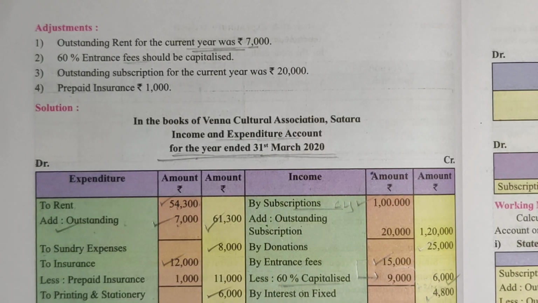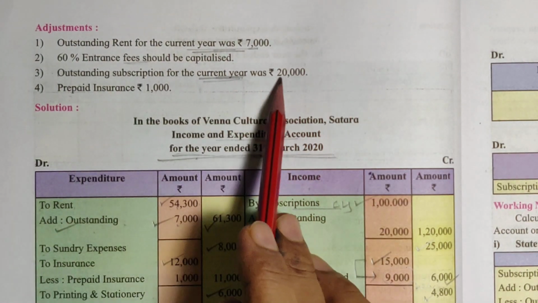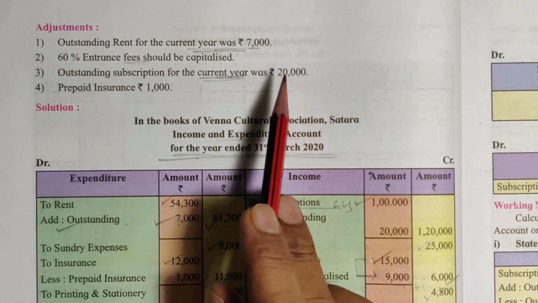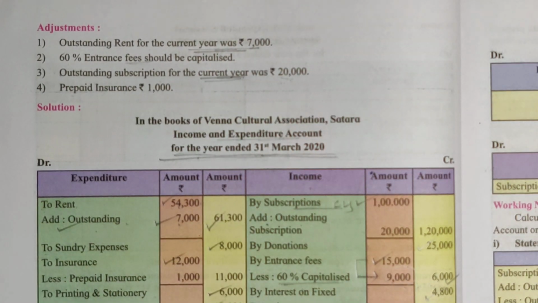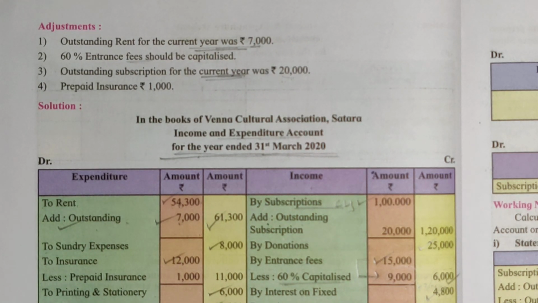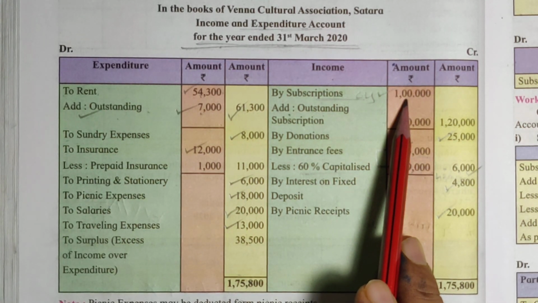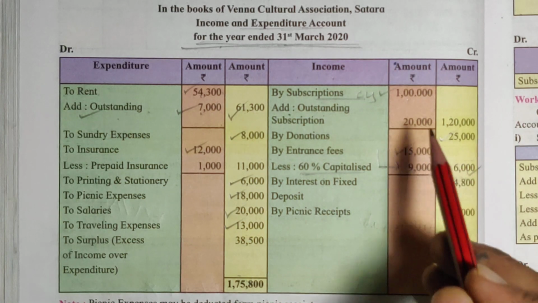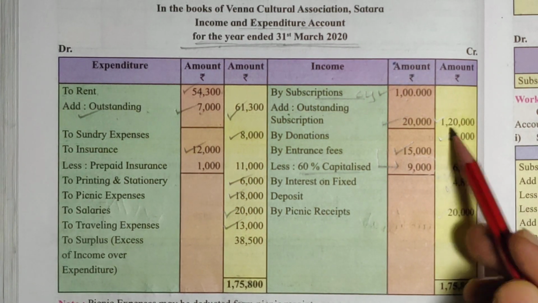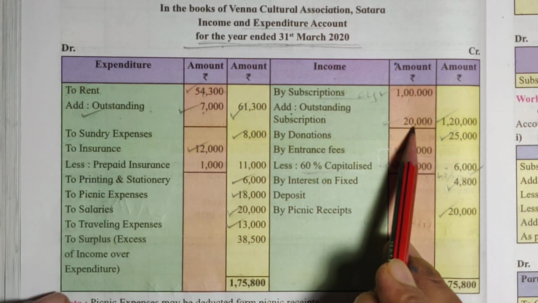Next adjustment is outstanding subscription for the current year rupees 20,000, means 20,000 is yet to be received. This is subscription due but not received. It is income. We will add to the subscription received, which is rupees 1 lakh. Subscription received during the year is rupees 1 lakh. In this we will add outstanding rupees 20,000. Total subscription for the year is rupees 1 lakh and 20,000. The second effect for this outstanding rupees 20,000 will go to balance sheet asset side.